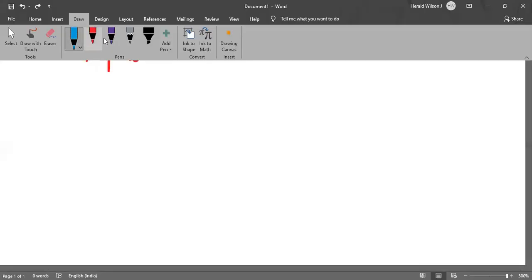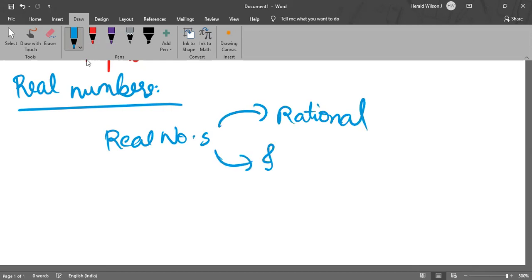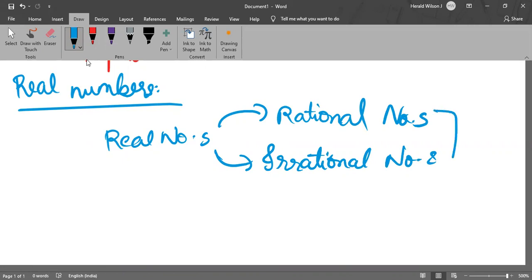The next topic is nothing but real numbers. What are real numbers? In simple words, real numbers consist of rational as well as irrational numbers. So that means real numbers are a collection of rational and irrational numbers. Always keep this in your mind. Real numbers consist of rational as well as irrational numbers. It is a set, a collection of these two.